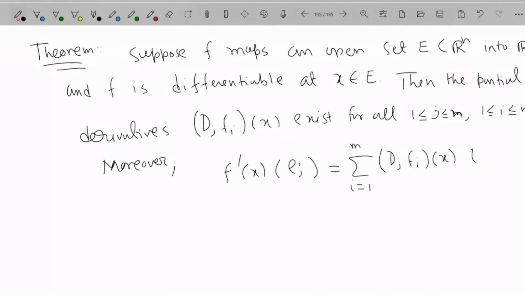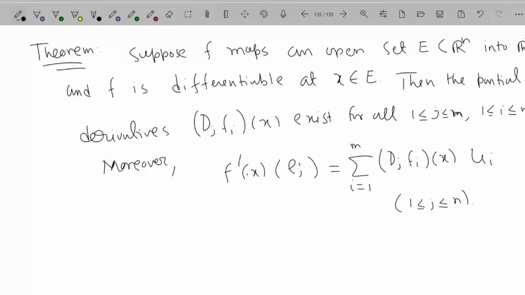So obviously 1 ≤ j ≤ n. This is the relation: if a function has a total derivative at a point, then all the partial derivatives at the point exist. Not only that, this is the relation. f'(x) is a linear operator from Rn to Rm, and acting on Ej, you will get this value. So that means on the basis.